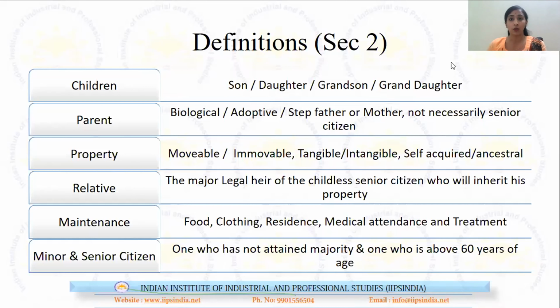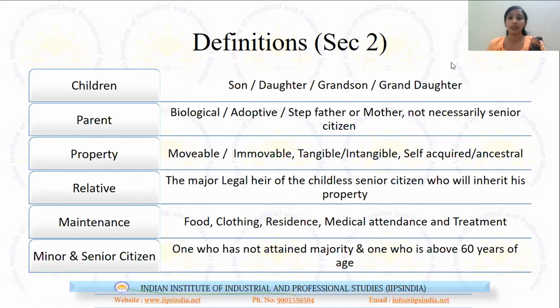When a senior citizen or a parent is claiming his property or he is not being treated well, then when the act says that the children are liable, it includes son, daughter, grandson and granddaughter. The next point, parent. Parent here includes biological parents, adoptive parents, stepfather or mother. To be covered under the definition of the parent, the person need not be a senior citizen. A parent may be any person who is aged 45, 50 or any age. So age is not a criterion to be considered a parent under this act.